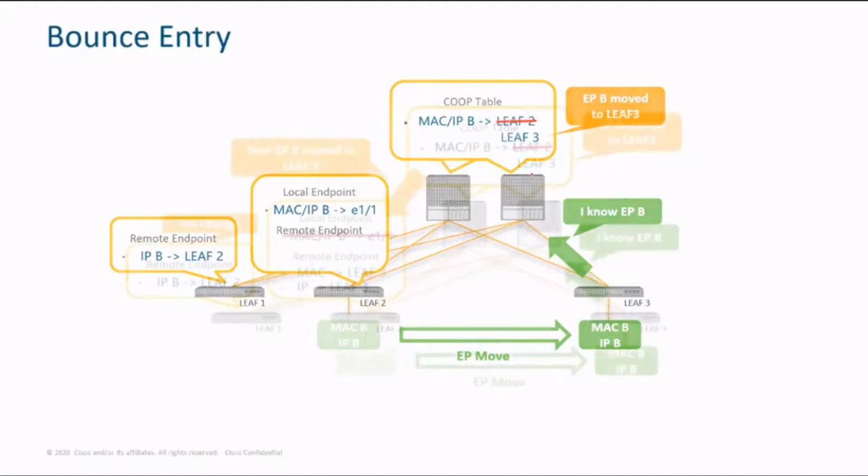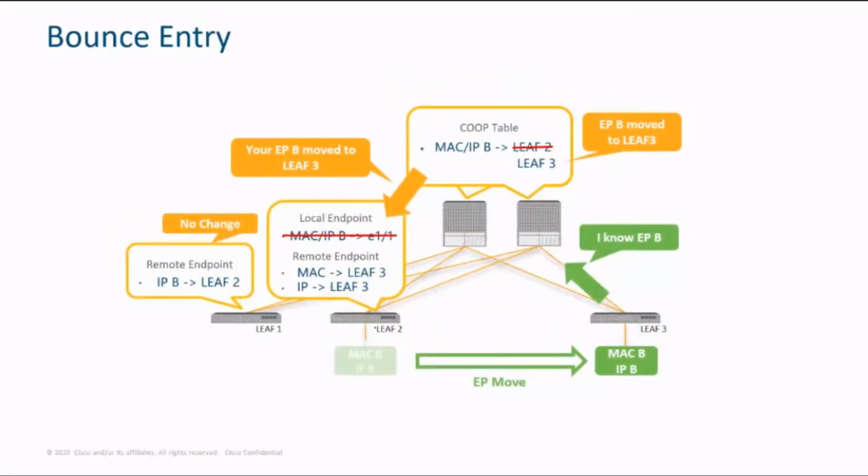And so what the spines will then do is they update leaf 2, saying, hey man, leaf 2, that endpoint is no longer local to you. So update your table. This MAC and IP, update your endpoint table. They're over behind leaf 3.